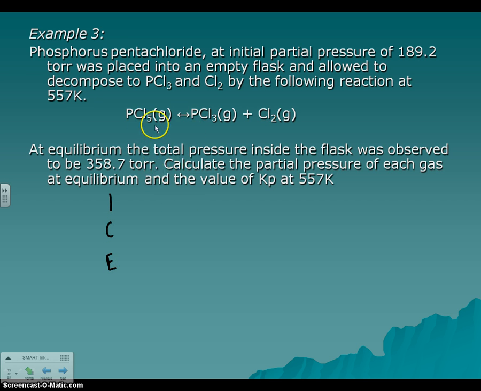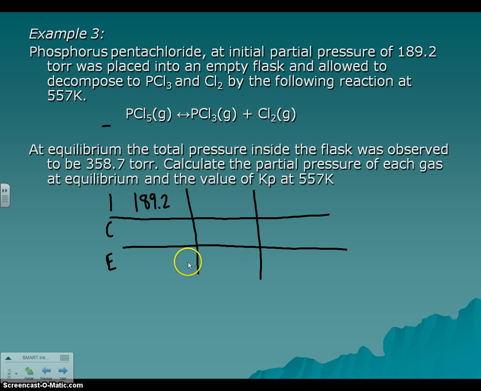I'm just using the balanced equation that's up here, and I'm going to follow it down below. Okay, what do I have initially? Phosphorus pentachloride at an initial partial pressure of 189.2 torr. That is my concentration. For pressures of gases, I don't have to worry about making sure it's in atm or anything like that. I can just use whatever unit as long as everything is in the same unit, which tests don't usually try to mess you up that badly.